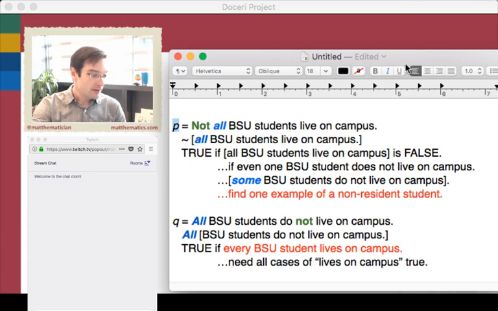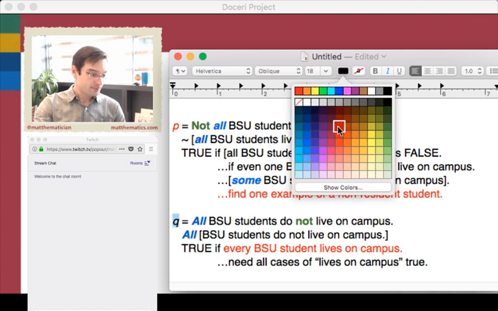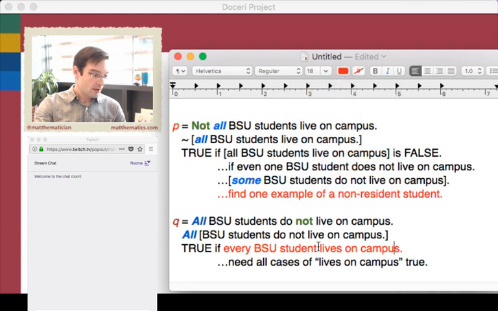Right? That in order to prove that P is true, not all BSU students live on campus, it's enough to probably give them your contact information. You can send them an email, say, hey, I'm a BSU student, I don't live on campus. Therefore, P is true. It's true that not all BSU students live on campus. Meanwhile, Q ends up being the statement, all BSU students, whoops, I'm missing a word here, this should say off, lives off campus. Q is true only if every single BSU student lives off campus.